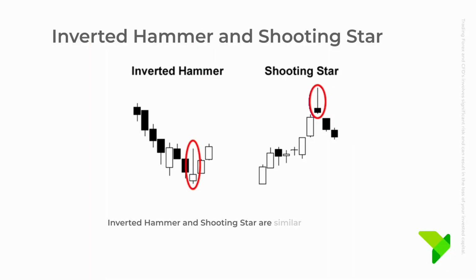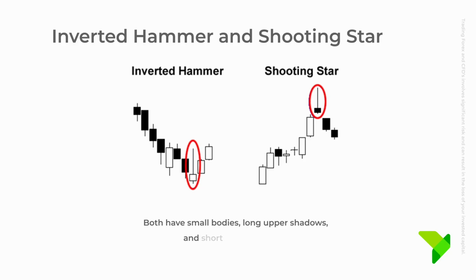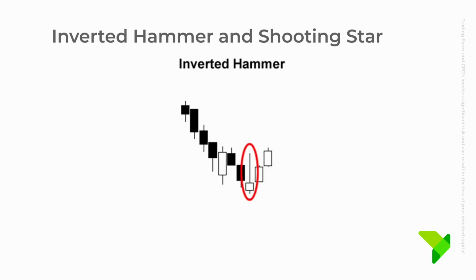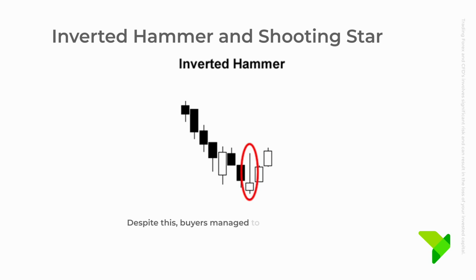Inverted hammer and shooting star are similar in appearance, with the key difference being their position in a trend. An inverted hammer signals a bullish reversal in a downtrend. A shooting star indicates a bearish reversal in an uptrend. Both have small bodies, long upper shadows, and short lower shadows. The inverted hammer forms after a price decline, hinting at a potential reversal. Its long upper shadow shows buyers tried pushing prices higher, but sellers resisted. Despite this, buyers managed to close near the open, suggesting that most sellers have already exited.